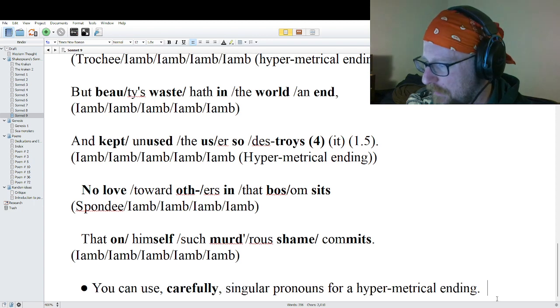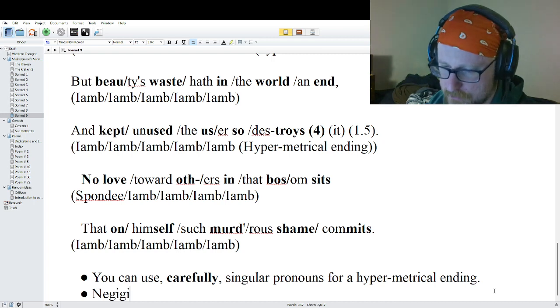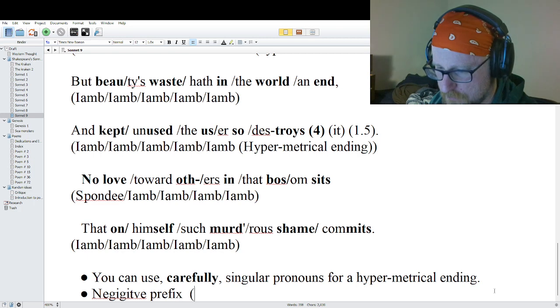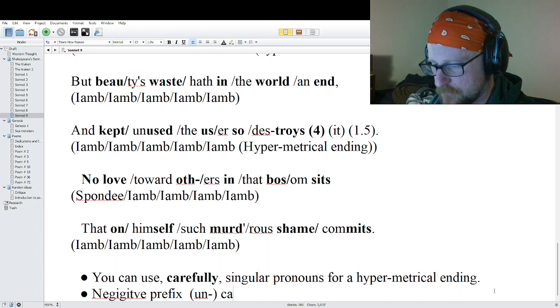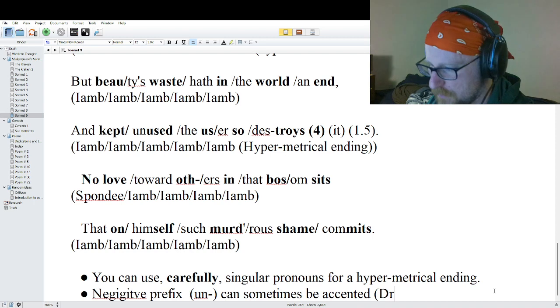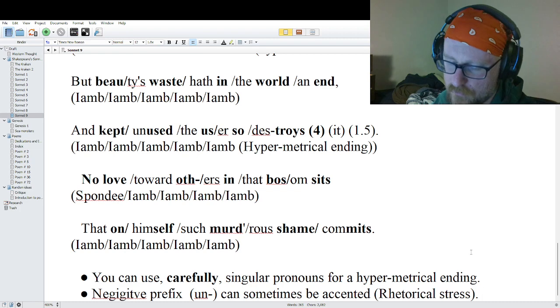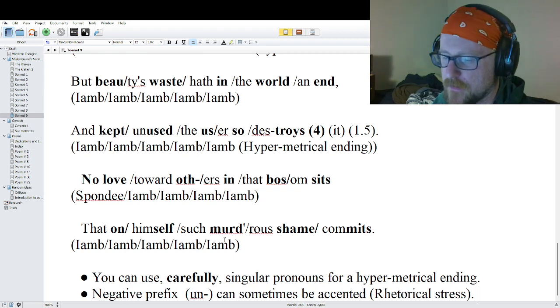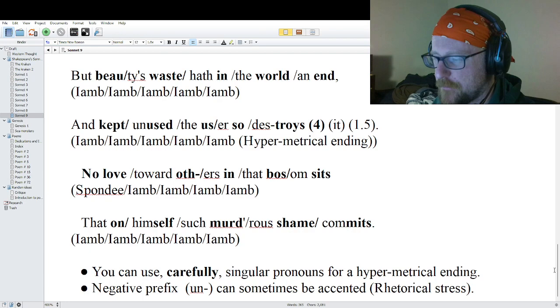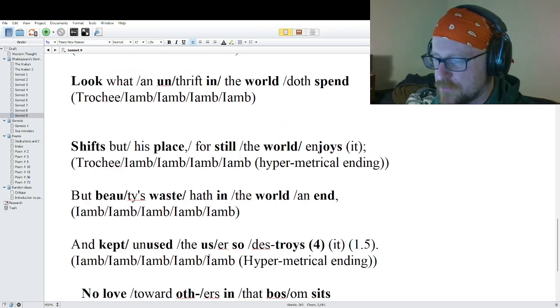So that's 1, and then 2. Negative prefixes. So I'll put like "on," right? Can sometimes be accented. I'll put rhetorical stress. So just these are the two big things to kind of keep in mind, right? Everything else is pretty standard, guys.